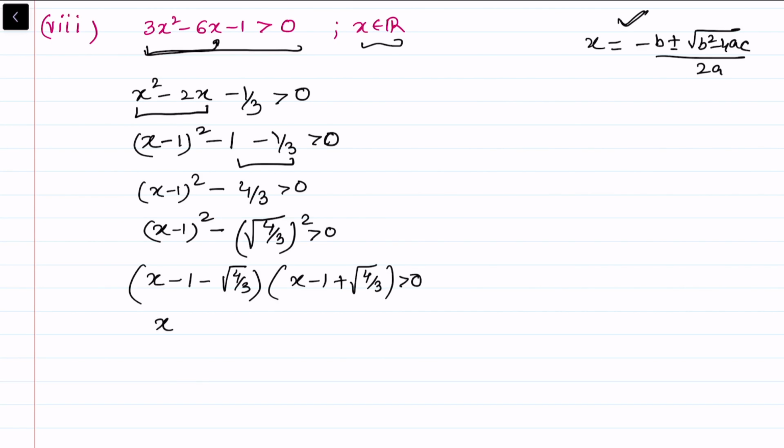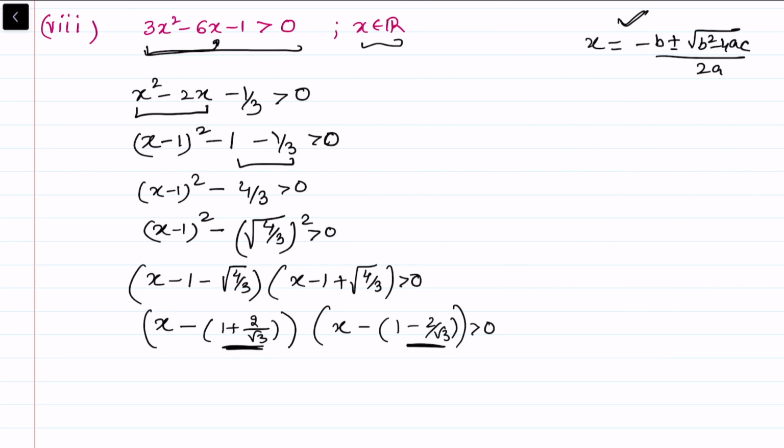Or I can write x minus 1 plus under root 4 by 3, which is 2 root 3. This is the term. Inside here it is x minus 1 minus 2 root 3, greater than 0. This is bigger, this is smaller. It is 1 minus, it is 1 plus. So x is bigger than 1 plus 2 root 3. x is smaller than 1 minus 2 root 3. So x is bigger than this or x is smaller than this.